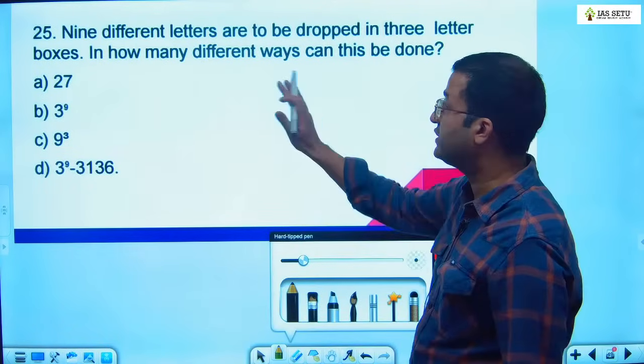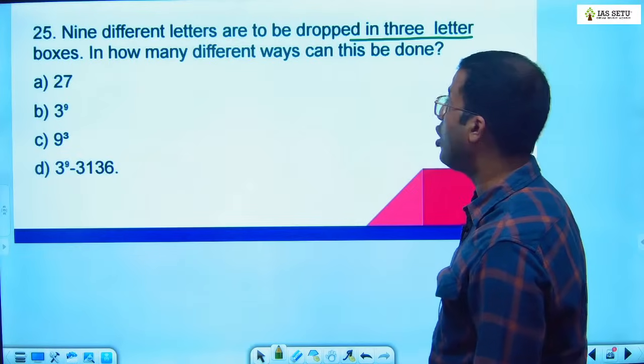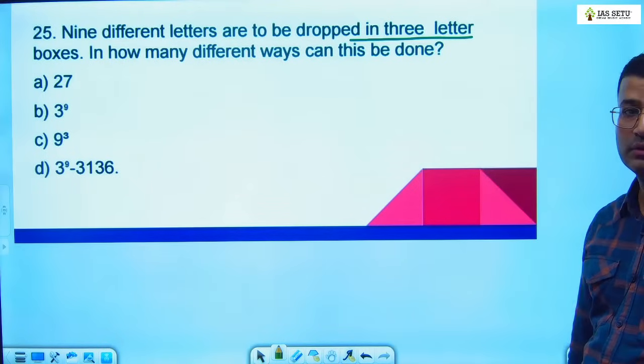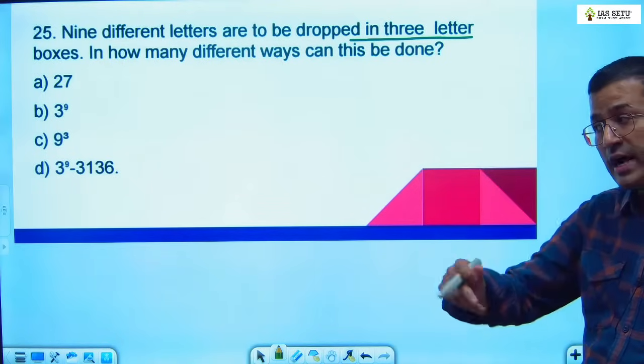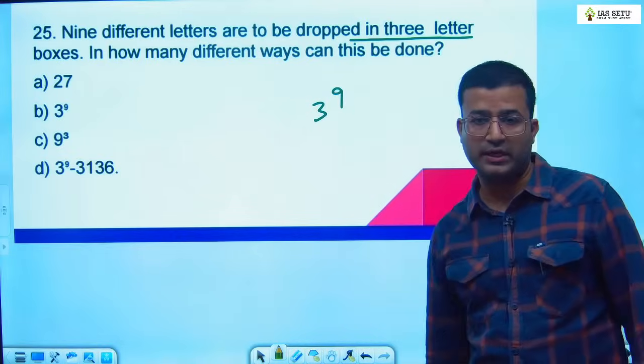Now next, this question is: 9 different letters are to be dropped in 3 letter boxes. In how many different ways can this be done? 3^9, because the letter goes into the letter box, so 3^9.